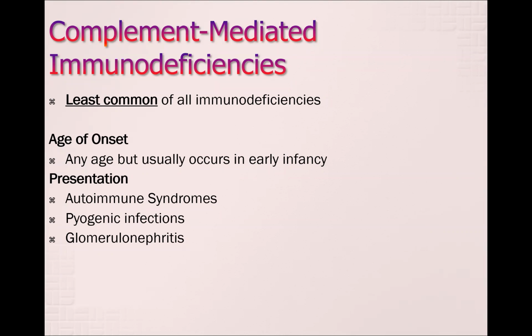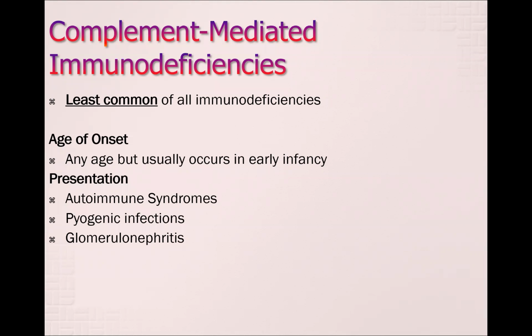The presentation is typically in association with other autoimmune syndromes, and we'll talk about how to differentiate the different types of complement-mediated immunodeficiencies based on the autoimmune syndromes they're associated with. These result in pyogenic infections. These are typically not viral infections that we're going to be worried about, and there's an increased association with glomerulonephritis.